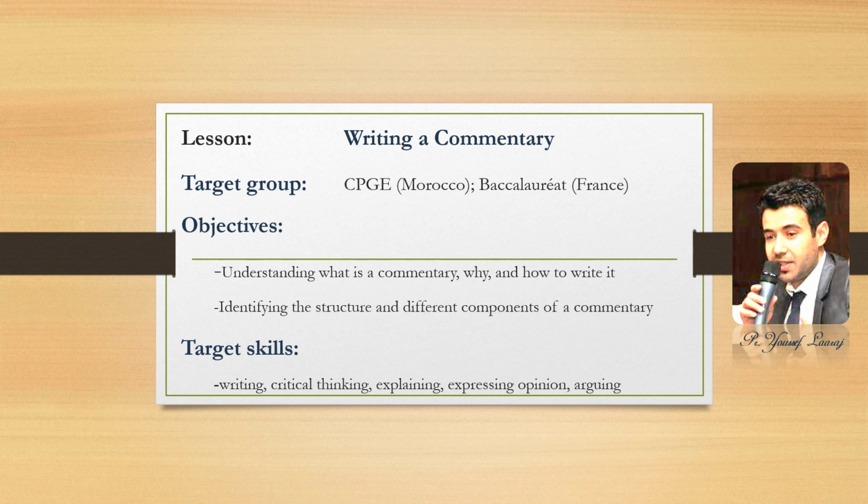The main objectives of this lesson are to understand what a commentary is, why we write it, and how to write it. We will also identify the structure and the different components of a commentary and the process we go through to make a commentary. Writing a commentary involves different skills like writing, critical thinking, explaining, expressing opinion, and making arguments. So you see that writing commentary is very important and it involves the use of some high-order thinking skills.